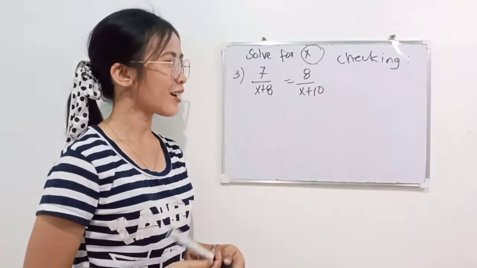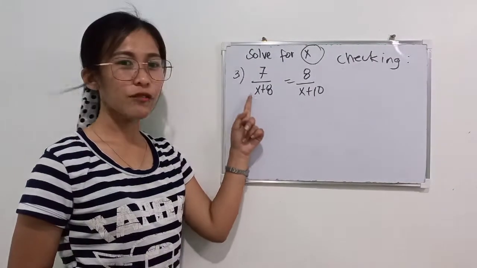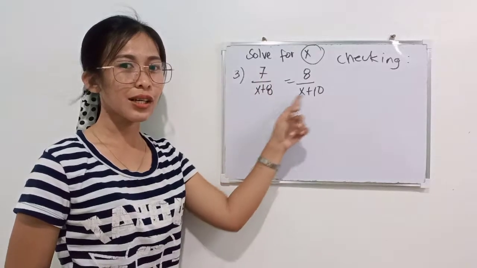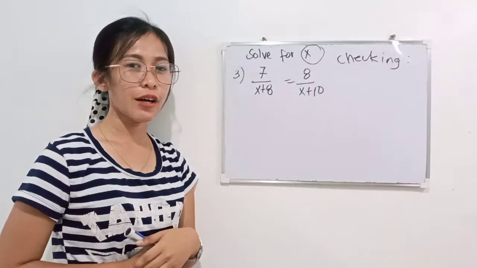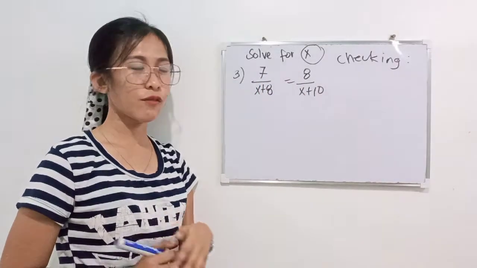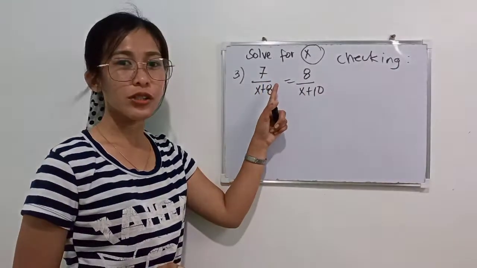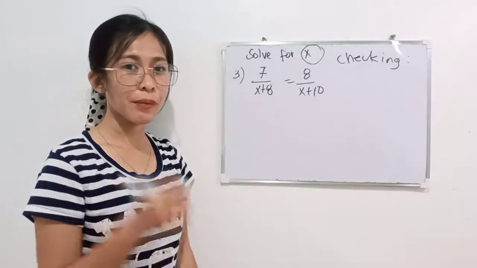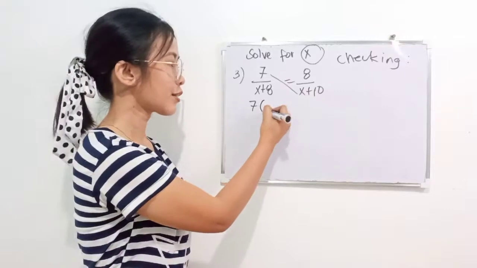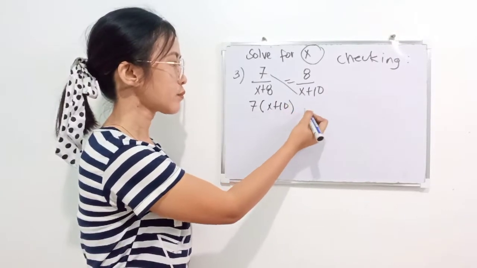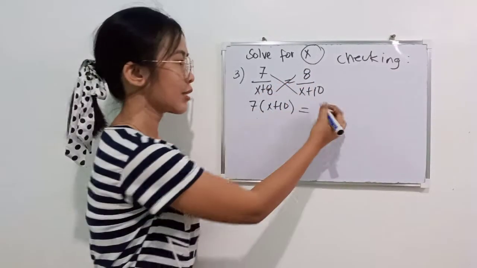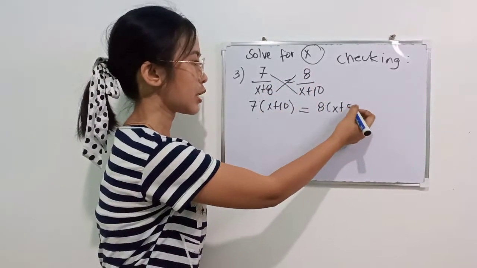Idiretso na natin. Okay? We have here 7 over x plus 8 is equal to 8 over x plus 10. Two ratios. We're going to prove if they are proportional by first finding the x or the missing value. So we are also going to use the cross multiplication property. 7 times x plus 10 equal to 8 times x plus 8.